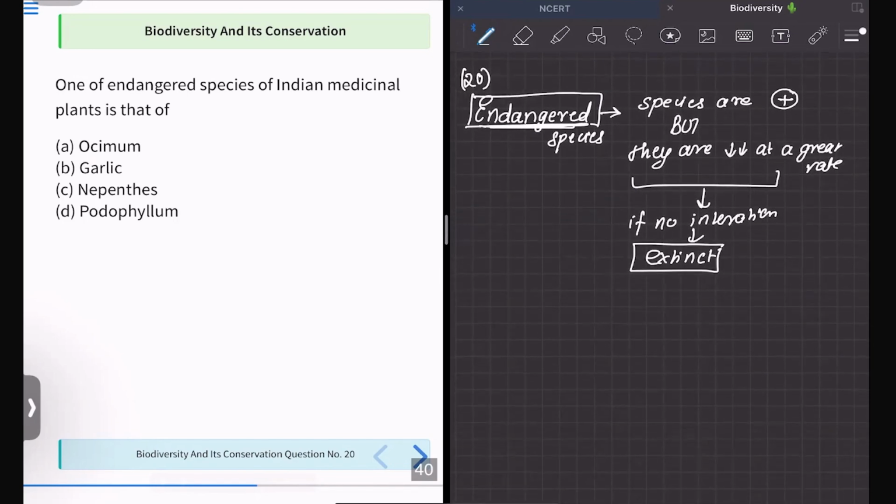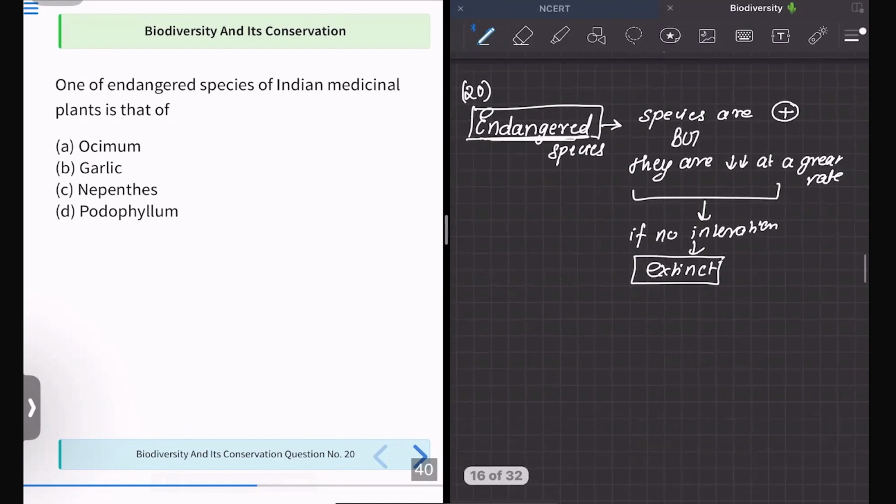And the term extinct means the bad thing that was going to happen has occurred and all of them have disappeared. Now there are no species of a particular group. While endangered, the species are present, but the rate of decrease is increasing. I mean, they're disappearing. So this is the concept of endangered and extinct species.